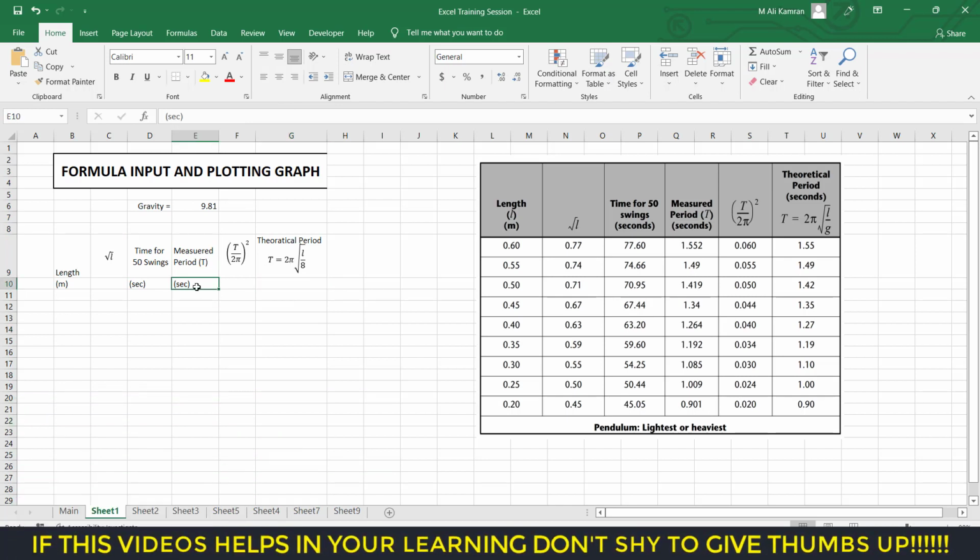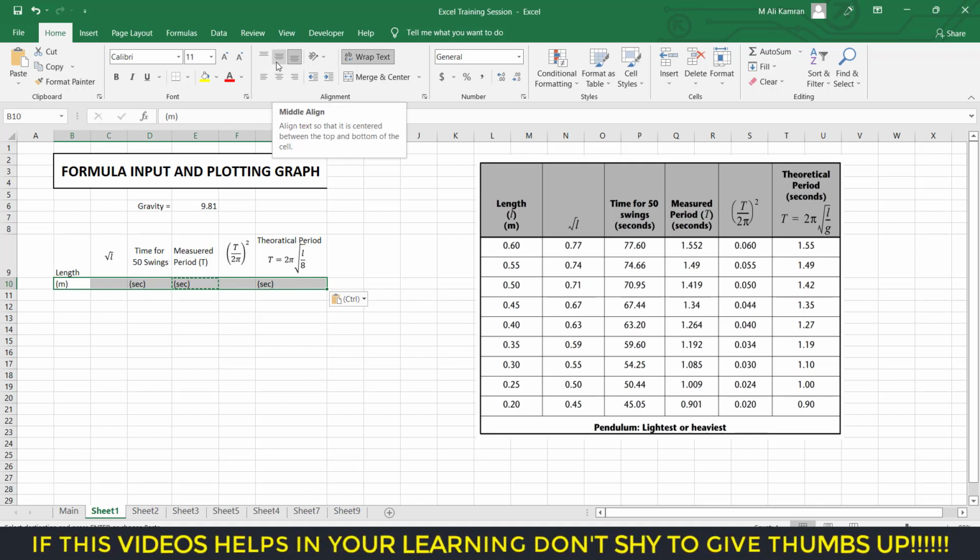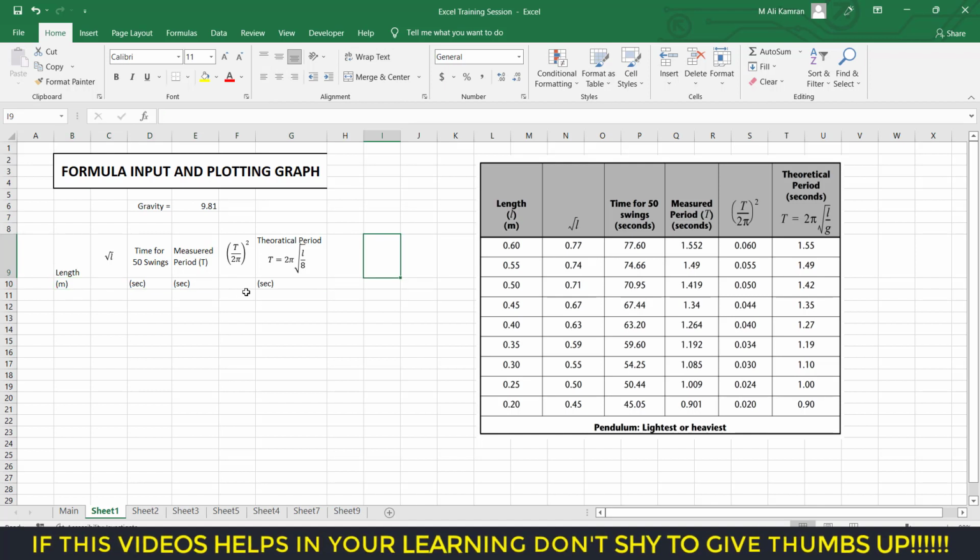So let's copy this, Control C, and paste it here. And again, let's align all these text, and this is center align, and this is center middle align, right? So now let's make these all text as bold. So this is time period, right? And now we need to enter all this data, right?